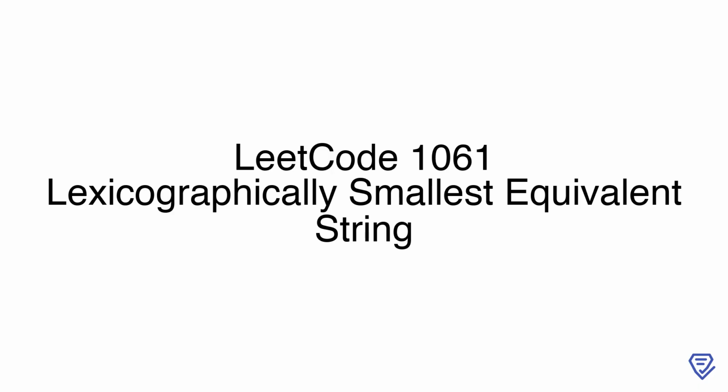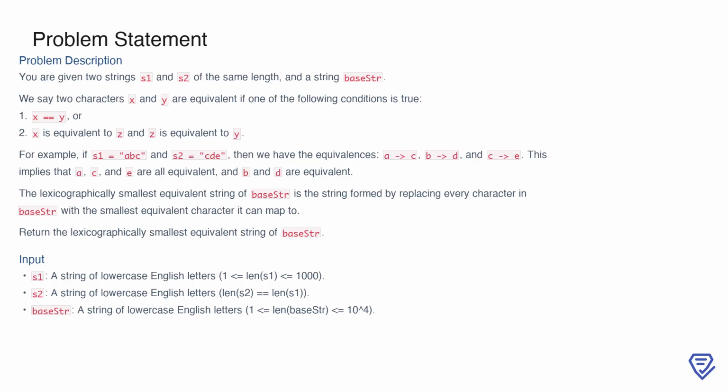Let's get started. In this problem, you're given two strings, S1 and S2, which are of the same length, along with another string called baseStr. The task revolves around understanding how characters in S1 and S2 can be considered equivalent. Specifically, two characters, X and Y, are equivalent if either they are the same character or if there exists a chain of equivalences connecting them.